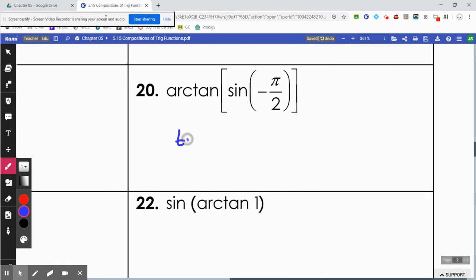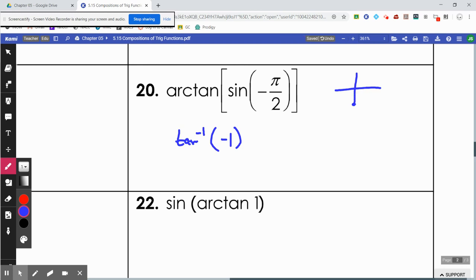The inverse tangent of the sine of negative 90. Pi over 2 is 90 degrees. So the sine of negative 90, here's negative 90 right here. Your sine value is your y value on your unit circle, which is negative 1. So we're looking for where's my tangent equal to negative 1.